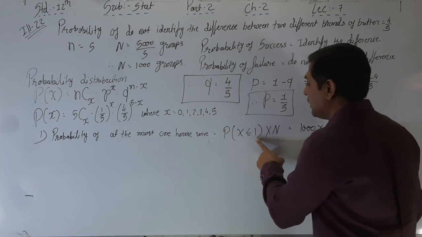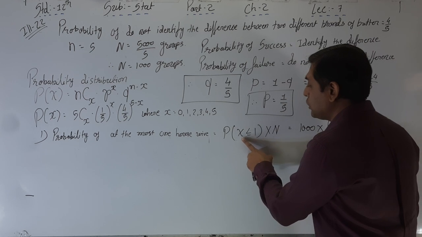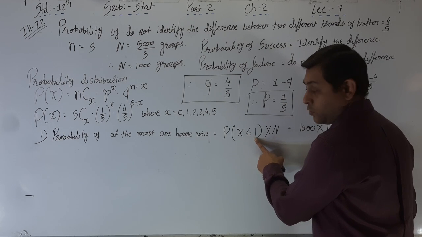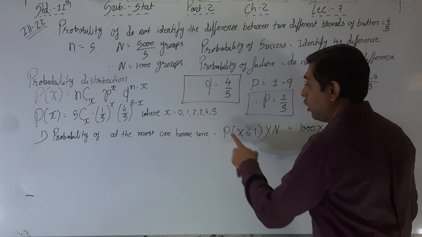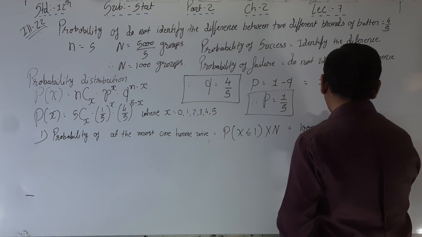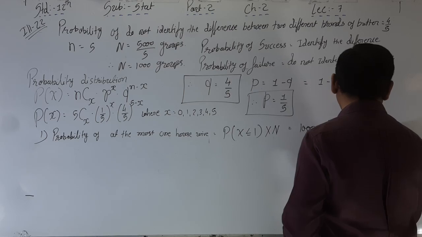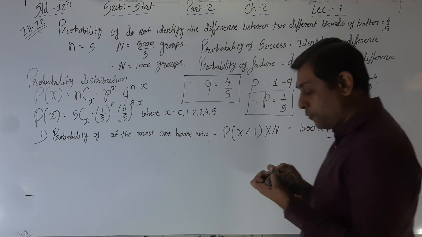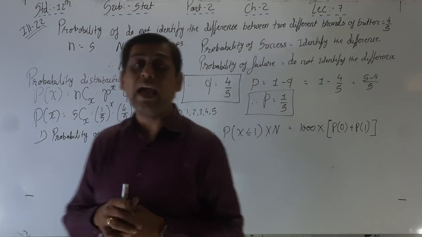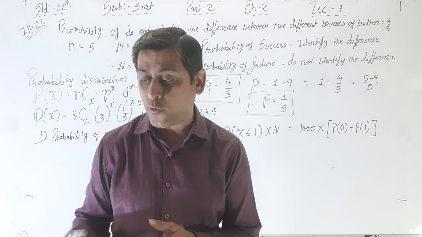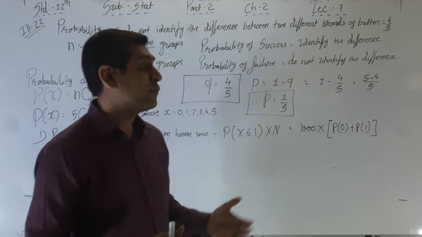P of X less than or equal to 1 means what? 0 or 1. Minimum 0 or up to 1. So P of 0 plus P of 1. So first of all find out the value of P of 0 and P of 1, then add them, and the final answer of the probability we have to multiply with the 1000.